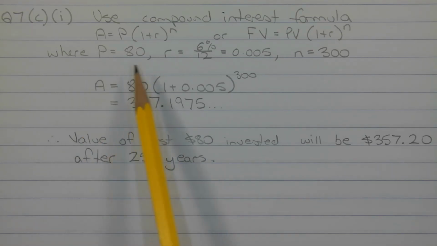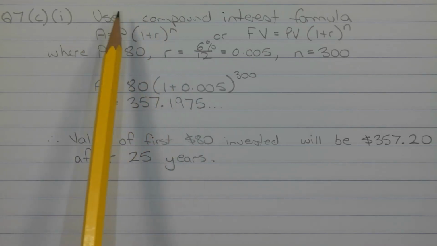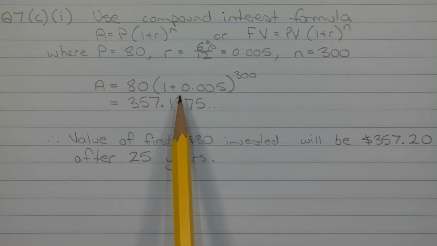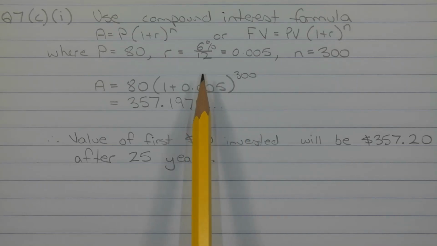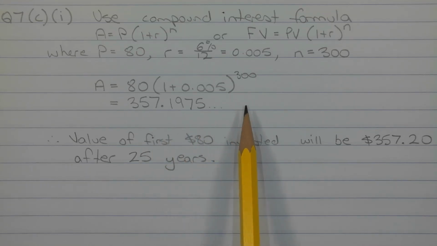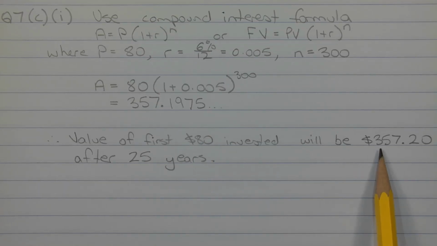So substituting those values into the compound interest formula, I'm going to use this one here. A equals 80 times (1 plus 0.005) to the power of 300, and that equals $357.1975 and so on, but we need to round this correct to the nearest cent. Therefore, the value of the first $80 invested will be $357.20 correct to the nearest cent after 25 years.